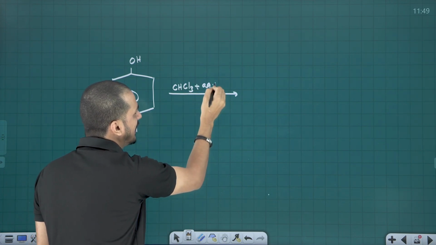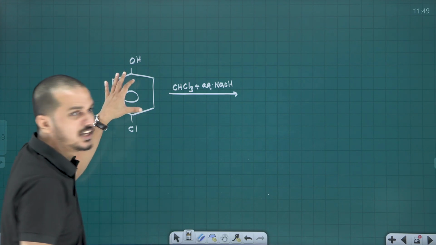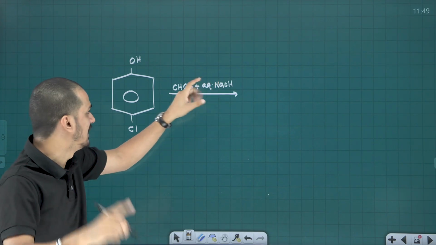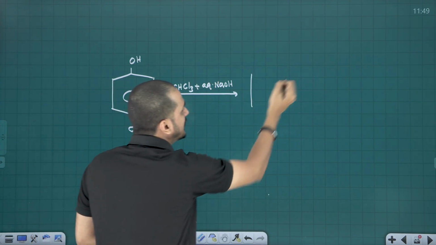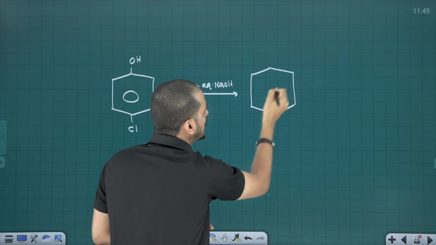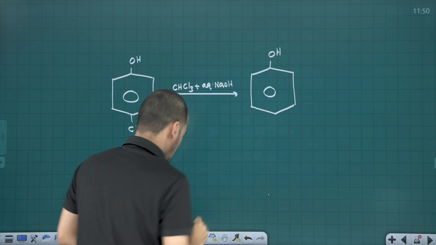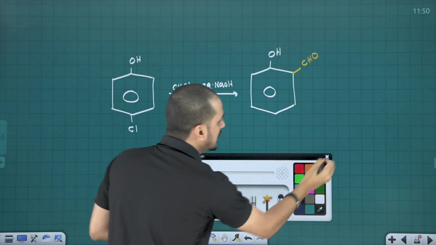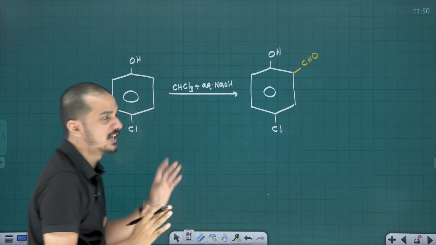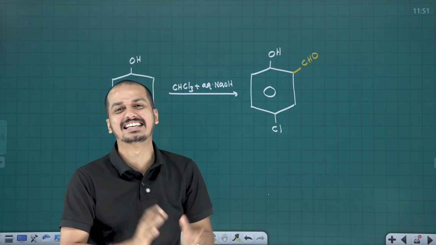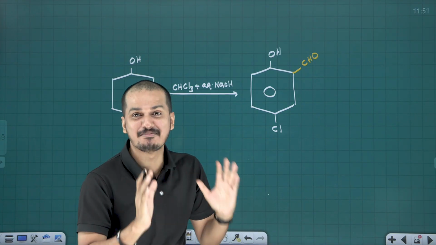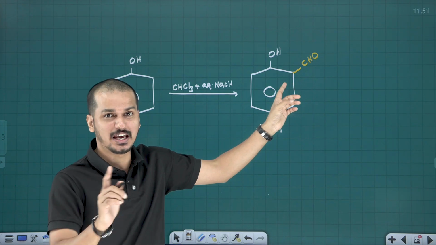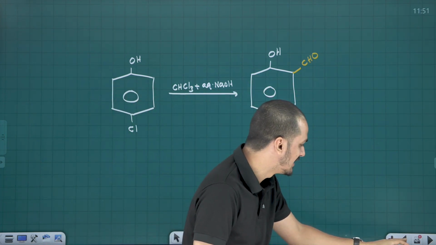What will it give? You learned that if it is phenol, it will give salicylaldehyde. The CHO group will be substituted there. Here the CHO group is coming, and the Cl is already there. What reaction is it? It is none other than the Reimer-Tiemann reaction that we know very well. You learned it.